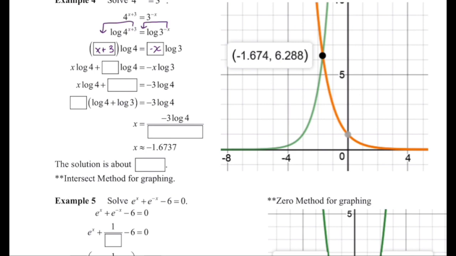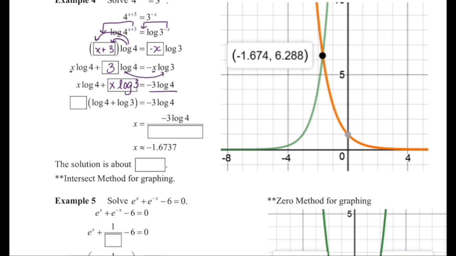What I'm then going to do is distribute the logarithm to remove my parentheses. So I'll have x log 4 plus 3 log 4 minus x log 3. Notice that on the left I have an x value and on the right I have an x value. I want to get them together. So I'm going to add x log 3 and subtract 3 log 4. So interchanging these two by subtracting 3 log 4 and then adding x log 3.